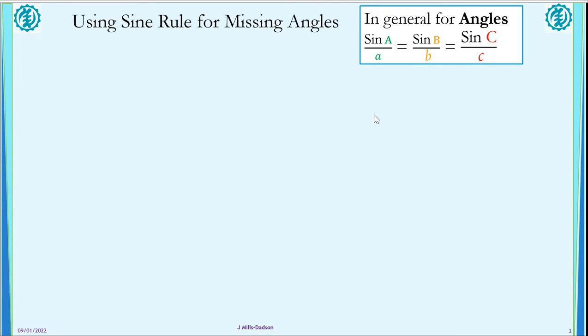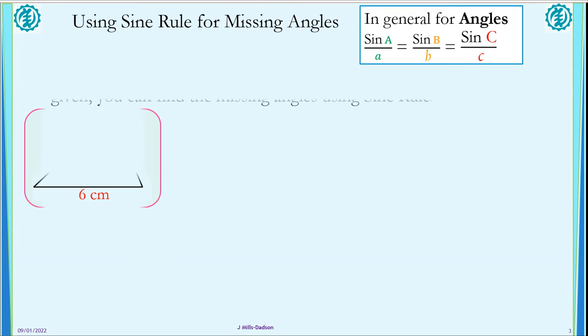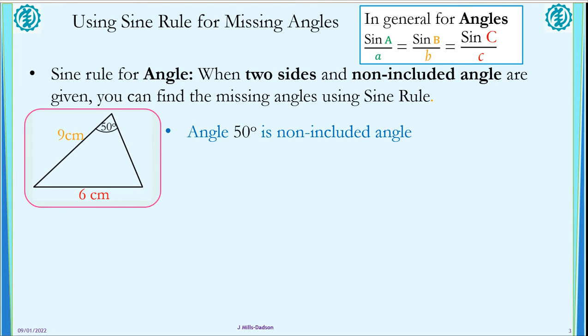When do we use sine rule for missing angles? We use sine rule when two sides and a non-included angle are given. You can find missing angles using sine rule. When you have two sides and a non-included angle, you can use sine rule to find missing angles.